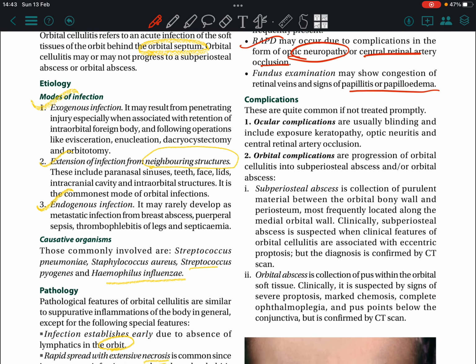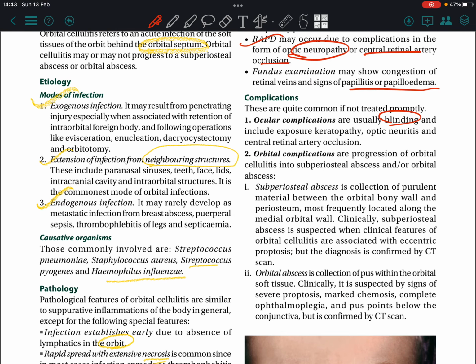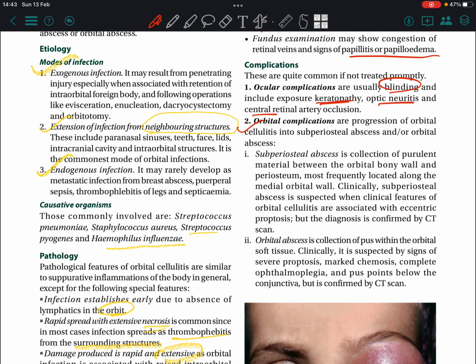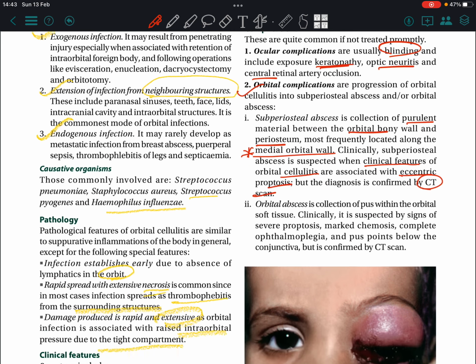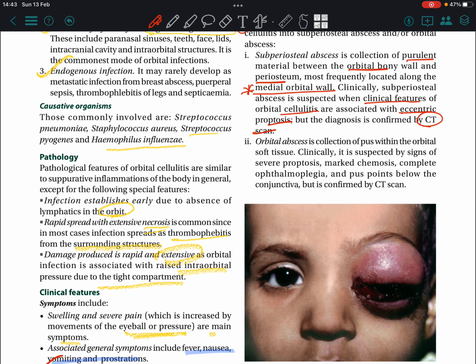Complications: ocular complications are usually blinding, and include exposure keratopathy, optic neuritis, central retinal artery occlusion. Orbital complications: subperiosteal abscess is a collection of purulent material between the orbital bony wall and periosteum, most frequently located along the medial orbital wall. Clinically, subperiosteal abscess is suspected when clinical features of orbital cellulitis are associated with eccentric proptosis, but diagnosis is confirmed by CT scan.